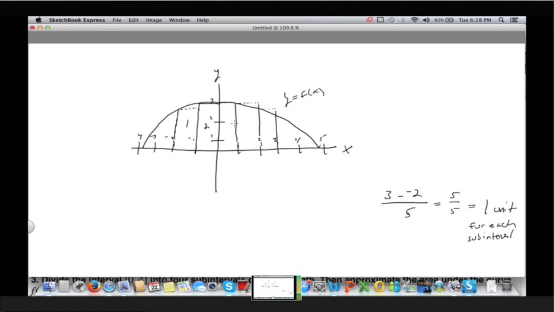Alright, I'll do it like this. A, B. Okay, so you can approximate the area. So area equals delta x times one times, this is 1.